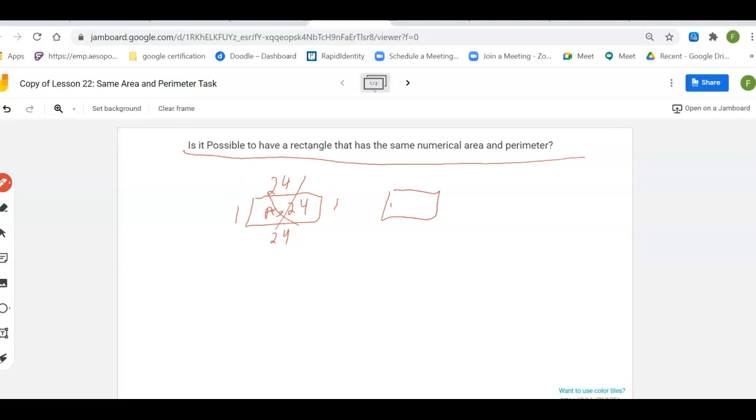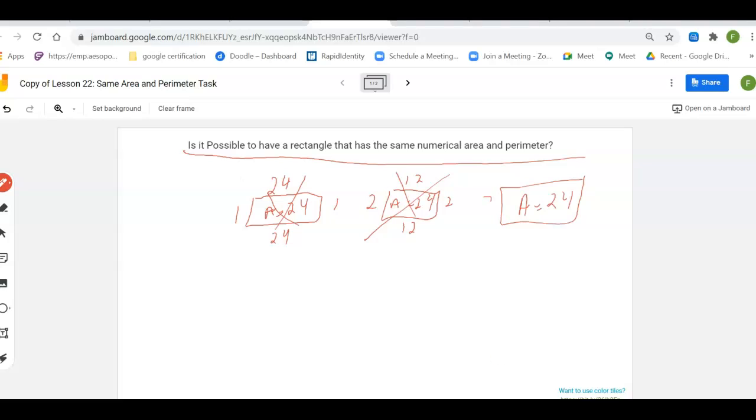So let's still take the area 24 again, and we're just going to practice and use another combination. How about 12 and 2? So the area would be 24, but what would the perimeter be? If we added up all the sides, it'd be bigger than 24, because 12 and 12 is 24. Then you have to add the 2 sides, and that's too much. So that wouldn't work either. So let's try a different combination here.